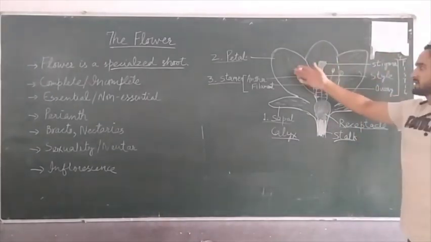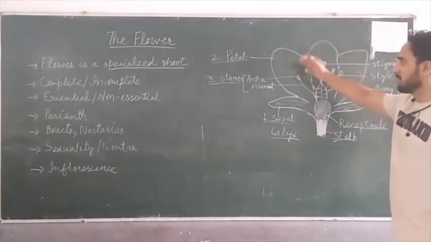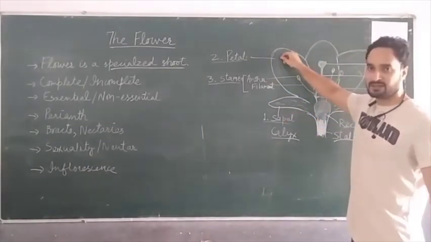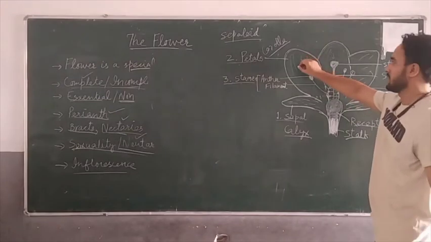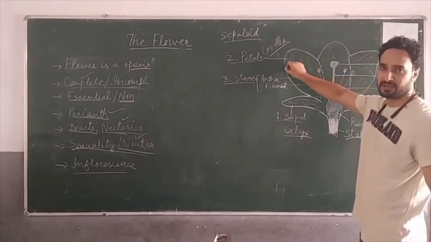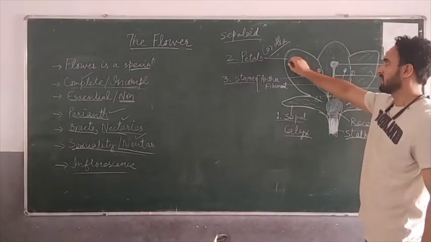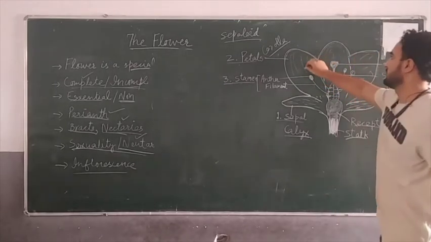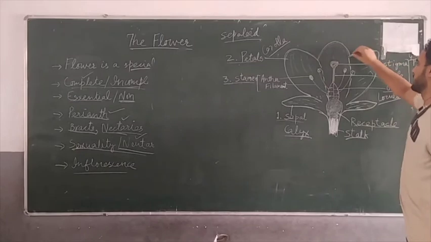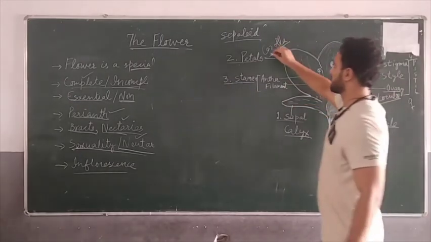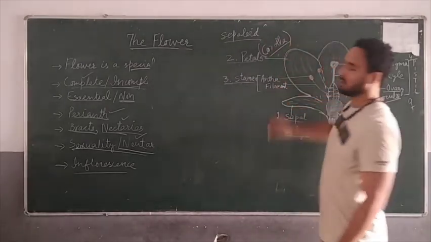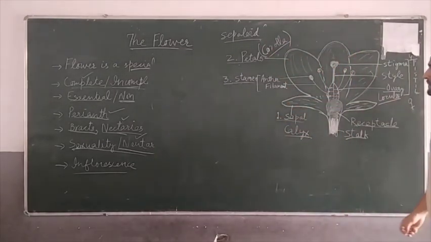So we were discussing the petals. Petals are the second whorl after sepals. The bright colored whorl of a flower is called the petals. Like I have drawn 3 petals here, first, second and third. Petals are collectively called the corolla.